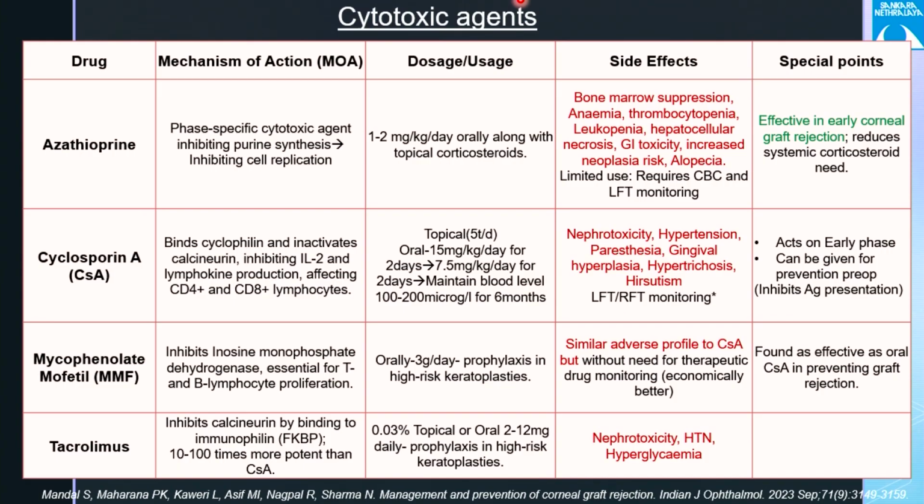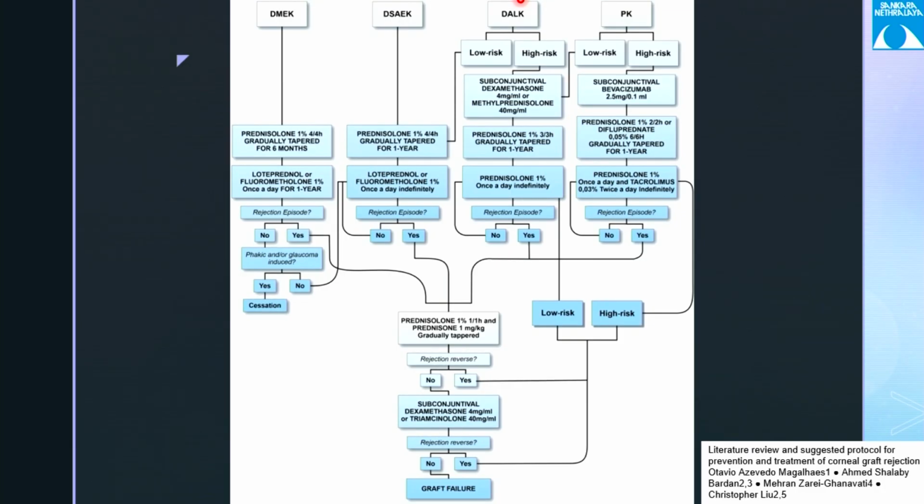And these are the cytotoxic agents. You just mention the names: azathioprine, cyclosporine, mycophenolate. Mycophenolate is the most common now because it has less side effects. Tacrolimus, we don't give parenteral, we give topical, but they have found that both topical cyclosporine and tacrolimus have not reduced or delayed the rejection. But do read about azathioprine, which was given before mycophenolate. And this is the most recent treatment algorithm for different types of keratoplasties.